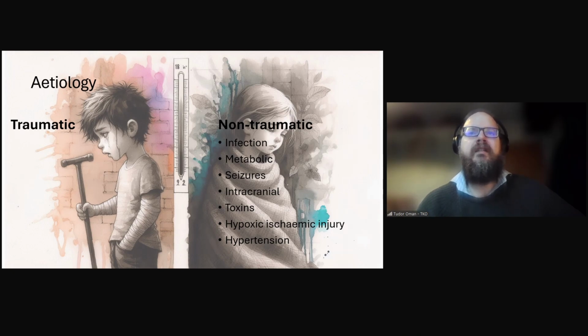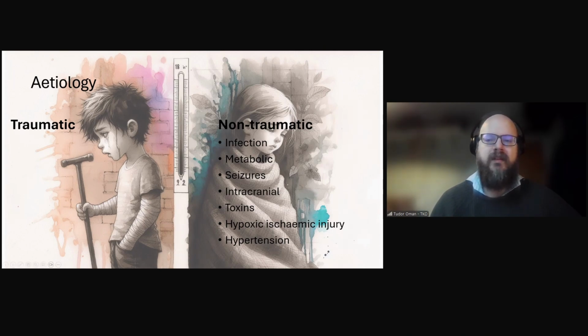Seizures, one of the most common emergencies we see in our emergency department, can have profound loss of consciousness as well. Then intracranial causes: hemorrhage or mass lesions, toxins, hypoxic ischemic injury from either prolonged cardiopulmonary resuscitation or drowning, and that actually has the worst prognosis out of them all. And then hypertension leading to hypertensive encephalopathy, which has a good prognosis as long as you manage it well. So there's a number of different causes, and we're going to look at some of those.